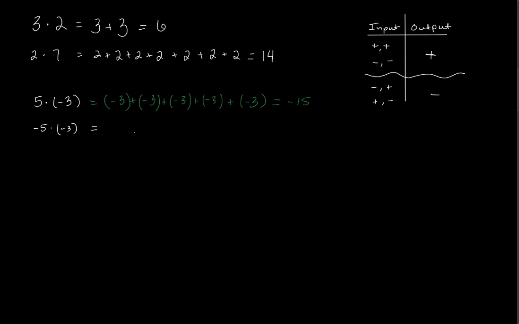So in the case of this negative 5 times negative 3, what you're going to do is take the absolute value of both numbers. This negative 5 has an absolute value of 5, and this negative 3 has an absolute value of 3. So I can rewrite this as 5 times 3 in my head, and I know that 5 times 3 gives me 15.